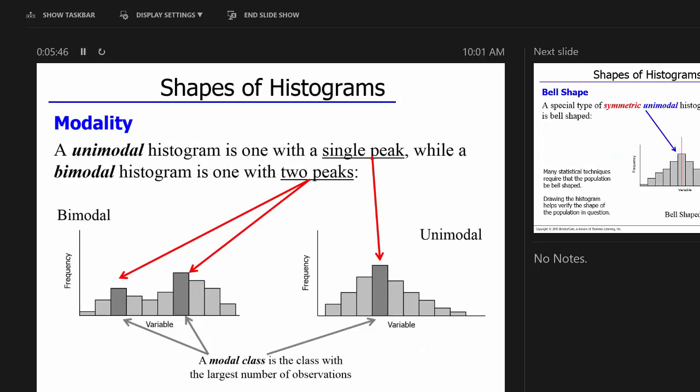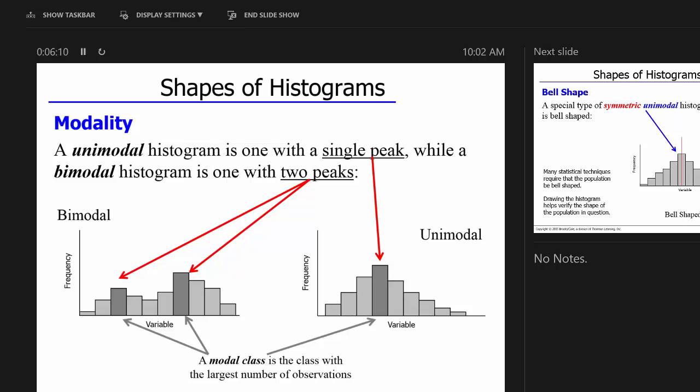Another part of the characteristic of the distribution is modality. Modality is how many peaks the distribution has. It actually has something to do with the mode. After the break, we're going to talk about the mode, median, and the mean. Mode is the most frequently encountered value in the data set, or the tallest bar in your histogram. That's called the modal class.